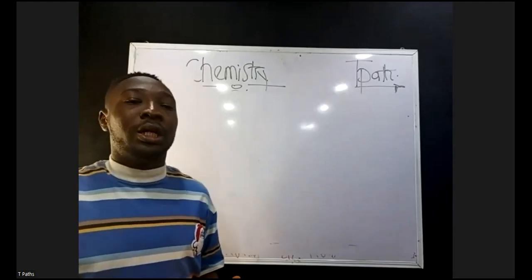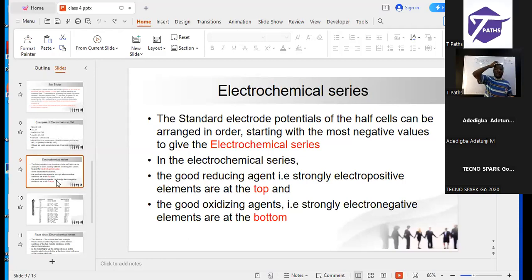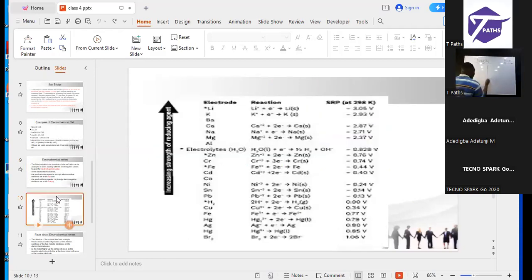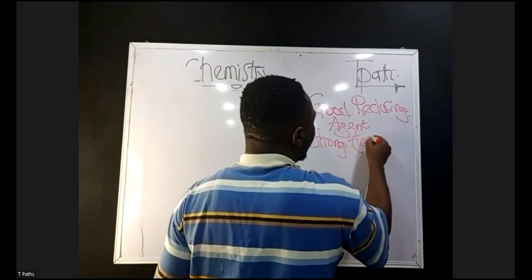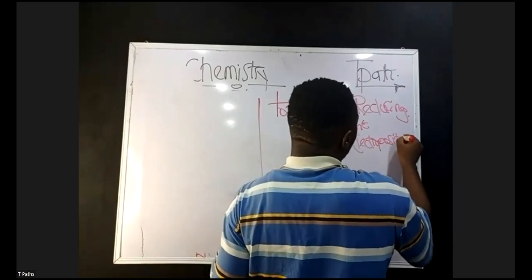Now, you see the series. What can we do from that series? In the electrochemical series, you need to look at the top and the bottom. What's at the top are what they call good reducing agents. That is, strong electropositive metals. Your lithium, aluminum, see them there. Strong electropositive metals.